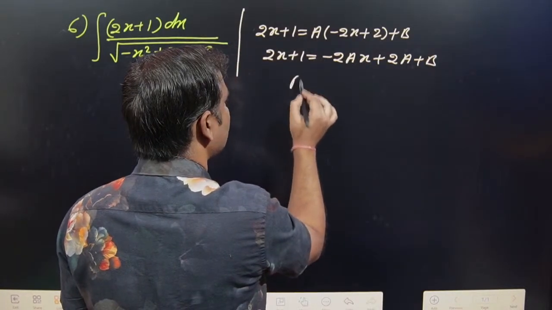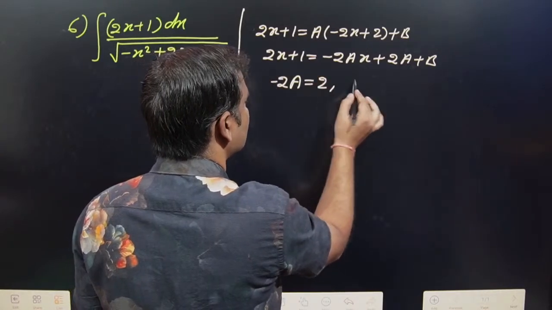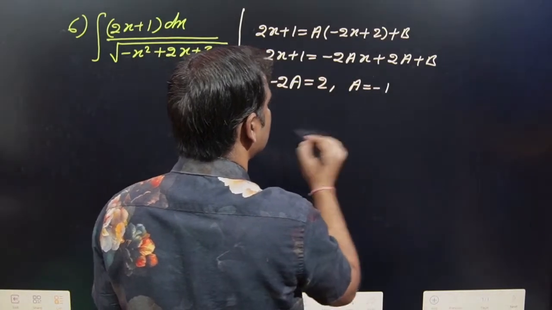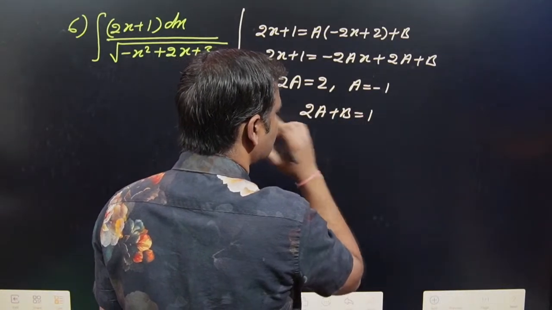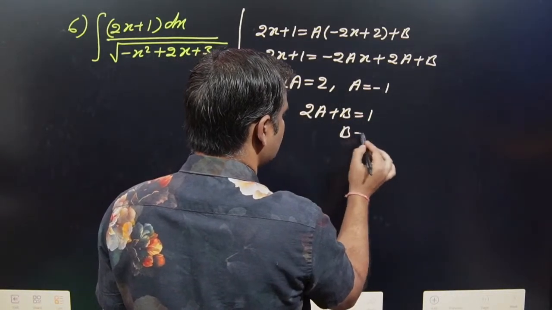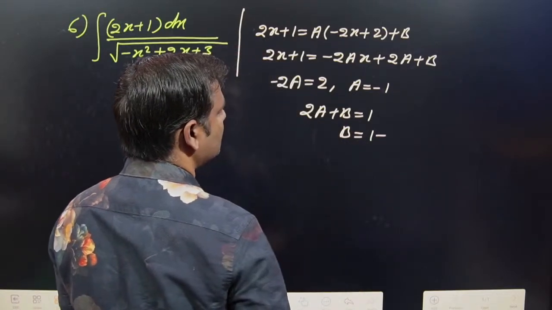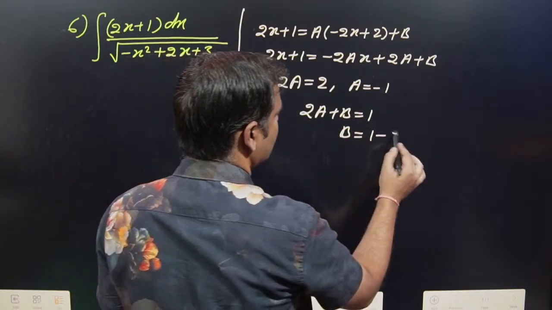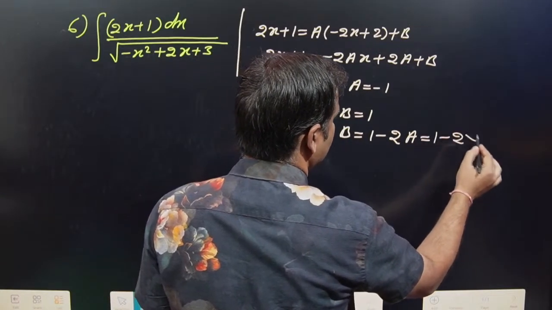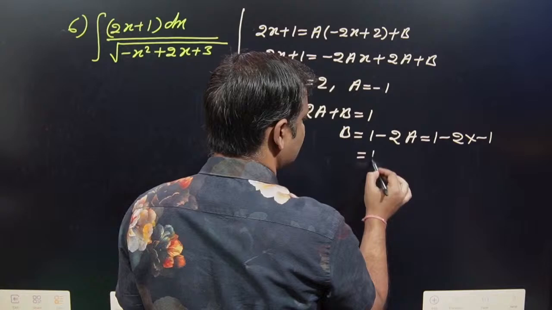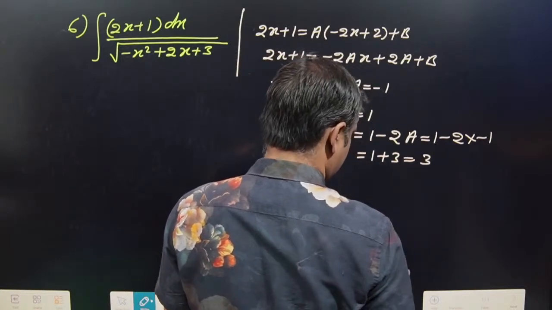So a is minus 2a, this will equal to how much, 2. So a is how much, minus 1. 2a plus b, this will equal to 1. So b, this will equal to 1 minus 2a, and here 2 into minus 1. So we got how much, 1 plus 3. So basically that is 4.